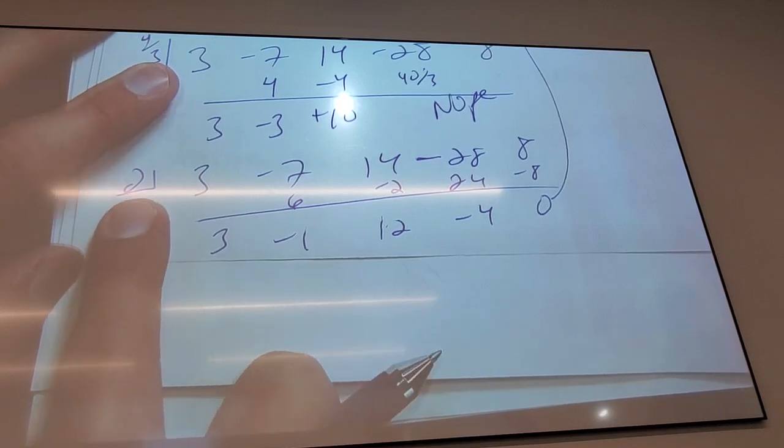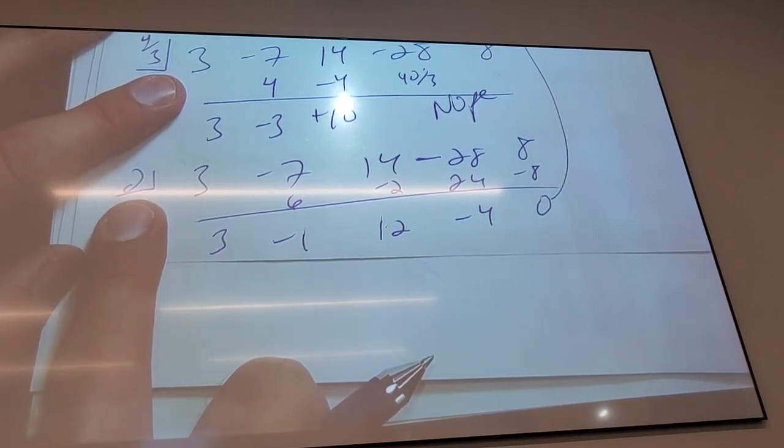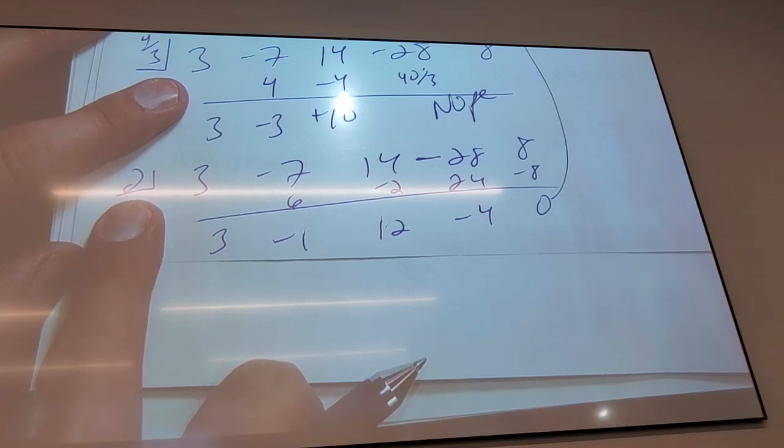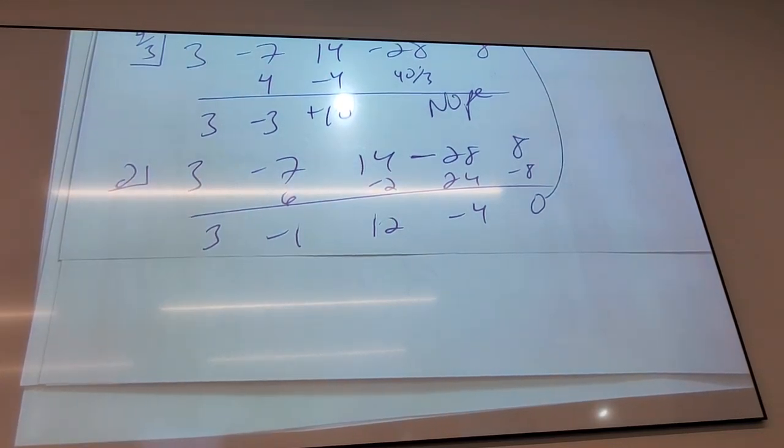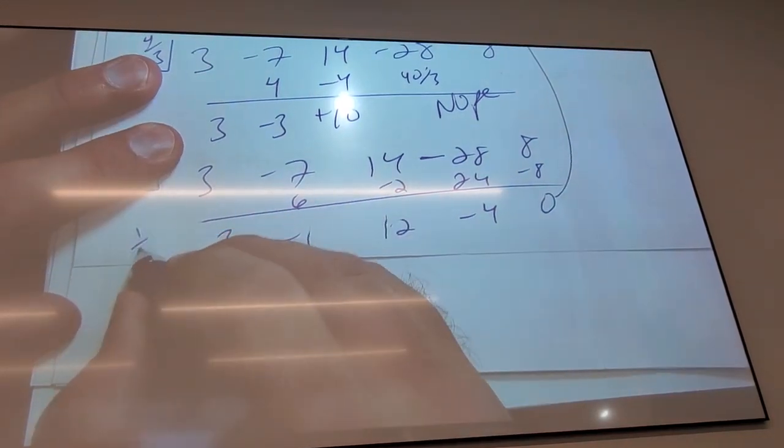Could 2 work again? Yes. So let's see. Would 2 work again? No. Did anyone get another number that worked? Anybody try 4? Anybody try 1? Huh? 1/3. 1/3 works? Okay, let's try it. So 1/3.